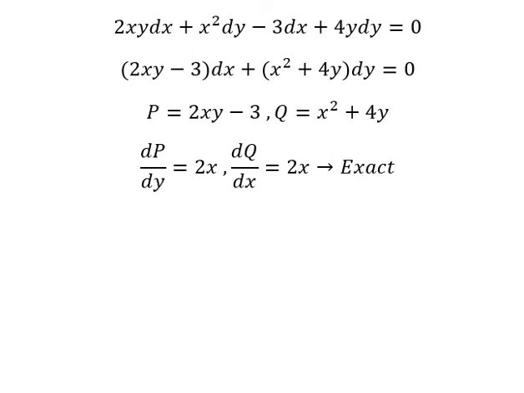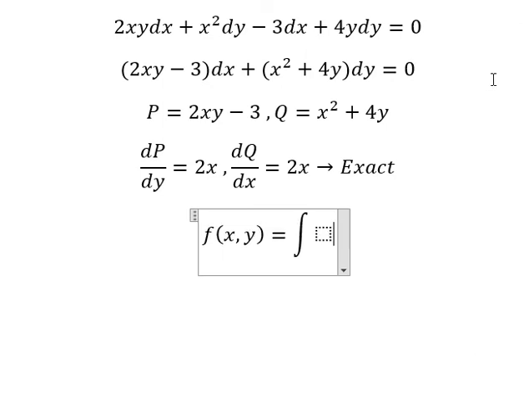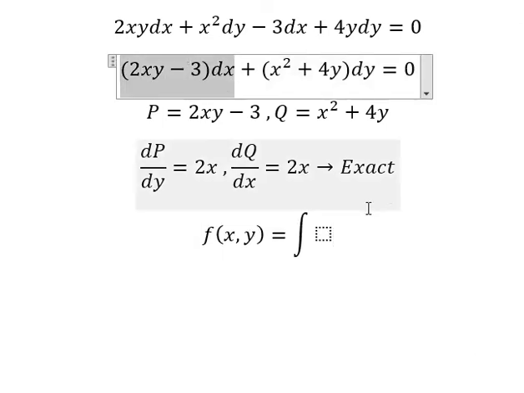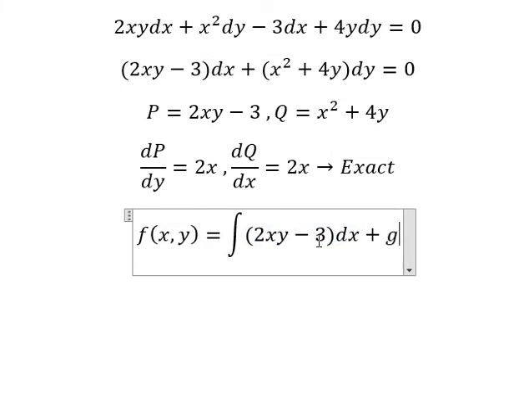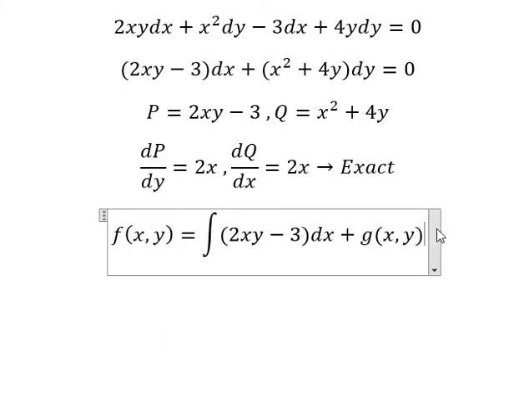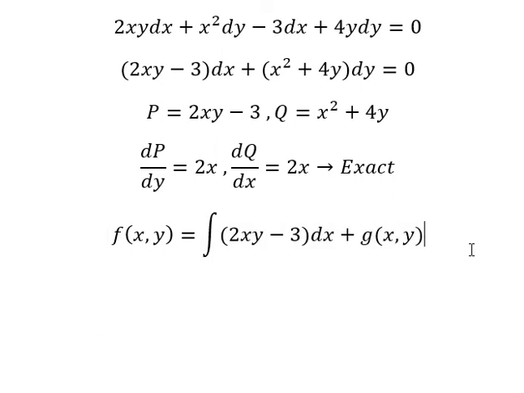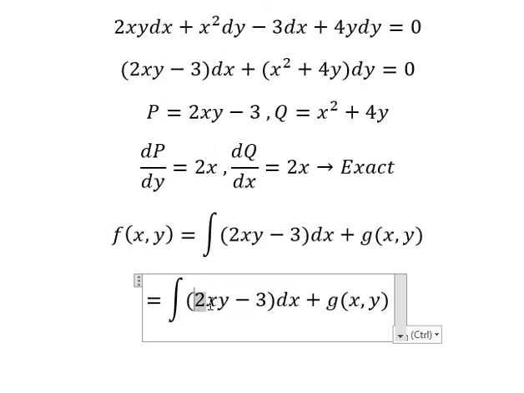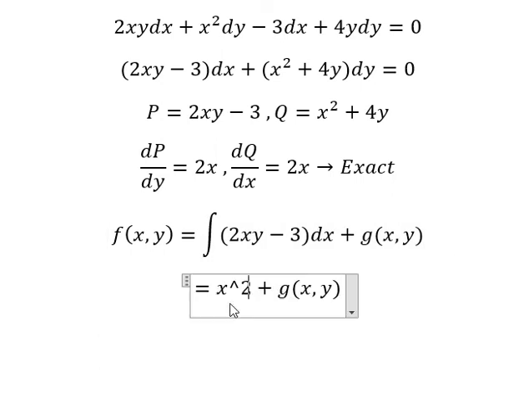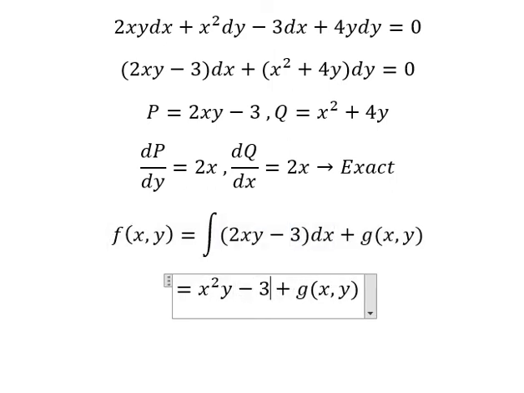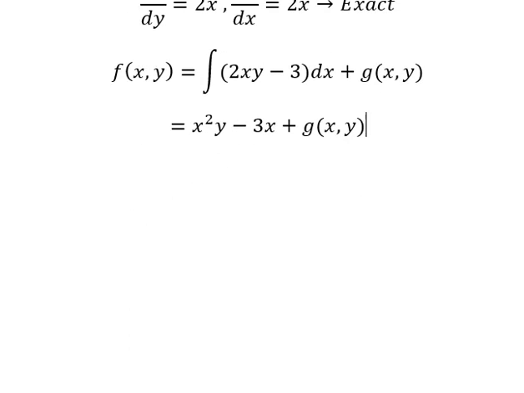Now we need to set up the function f(x,y). f(x,y) equals to the integration. So I choose this one plus 3xy. So the integration of 2x, we have x squared. The integration of number 3, we have 3x. Later that, we do first derivative of f with respect to y.